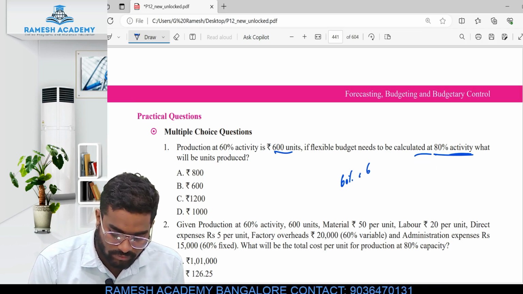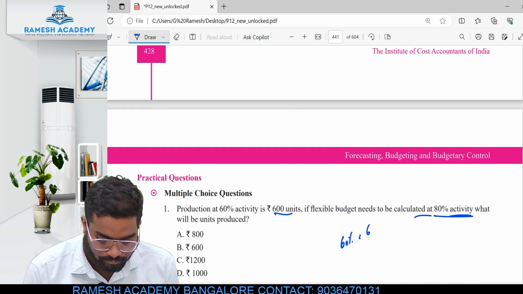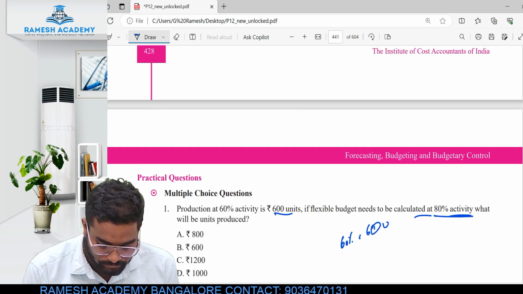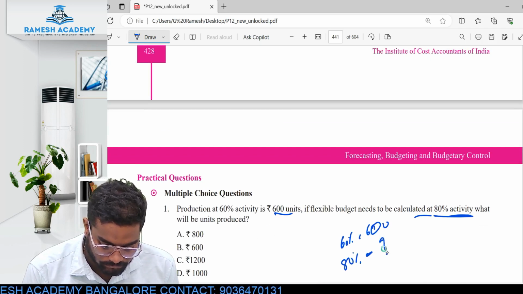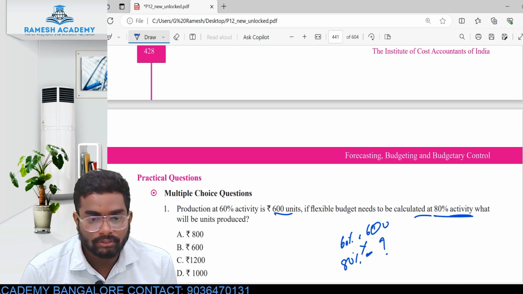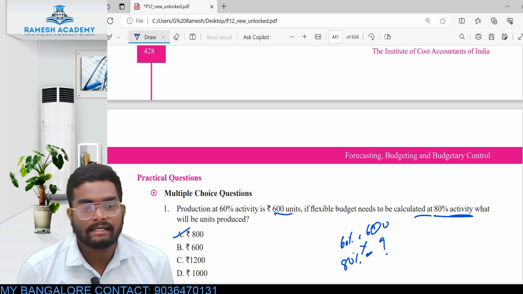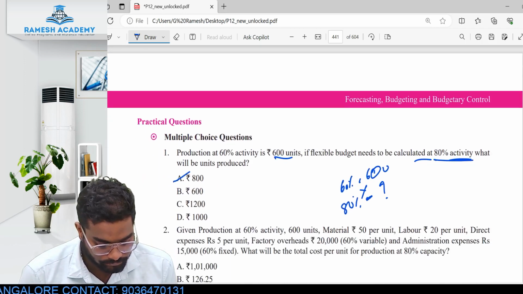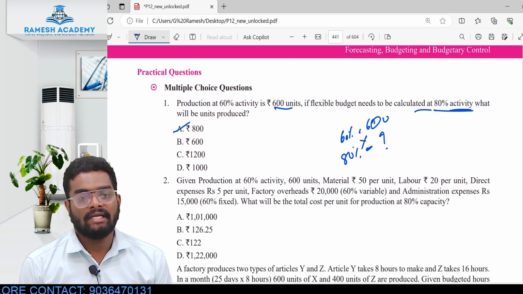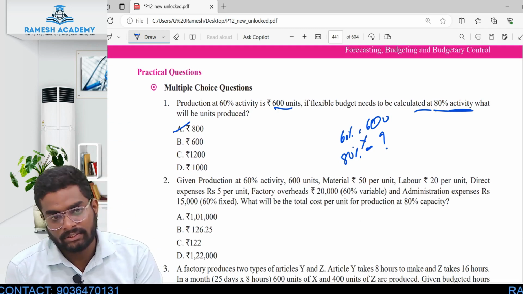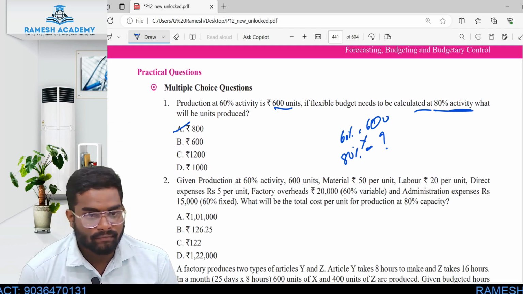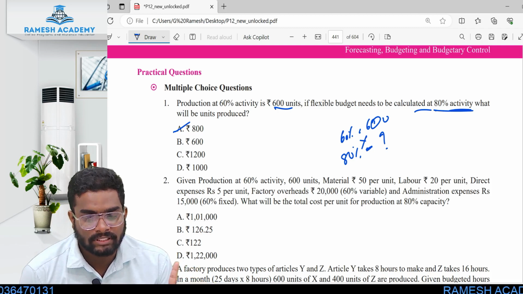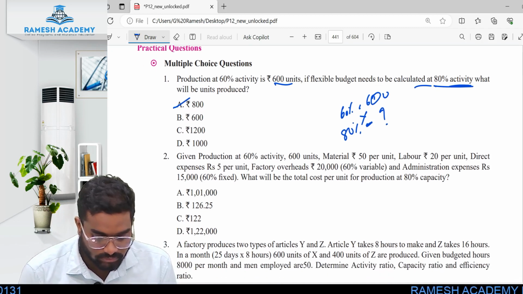So we have to calculate for 80%. So 80% how much? Just cross multiply, you will get 800. So 800 is the answer for this. It is a simple question. At 60% they are giving 600 units. At 80% what is the number of units? This we have learnt in the flexible budget concept. Please do remember that.